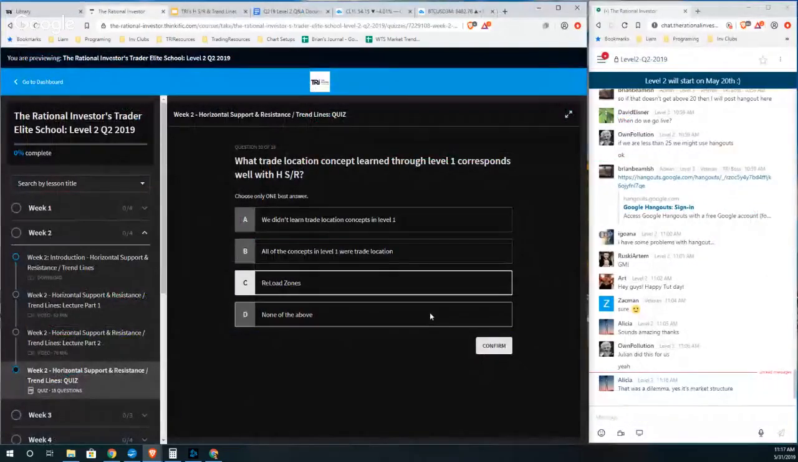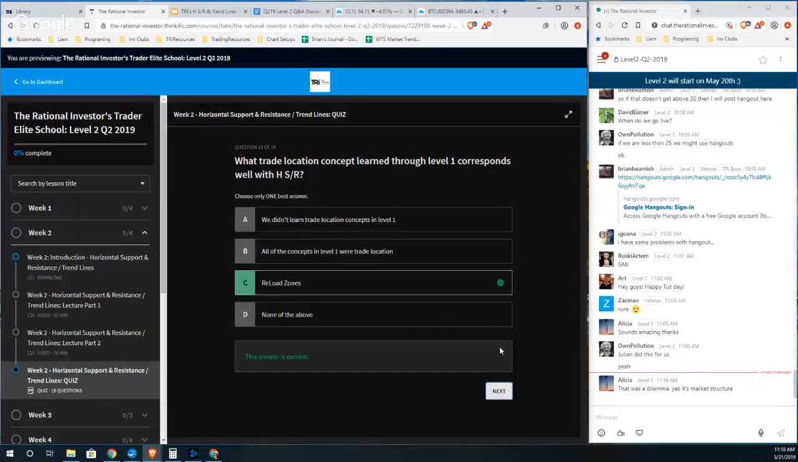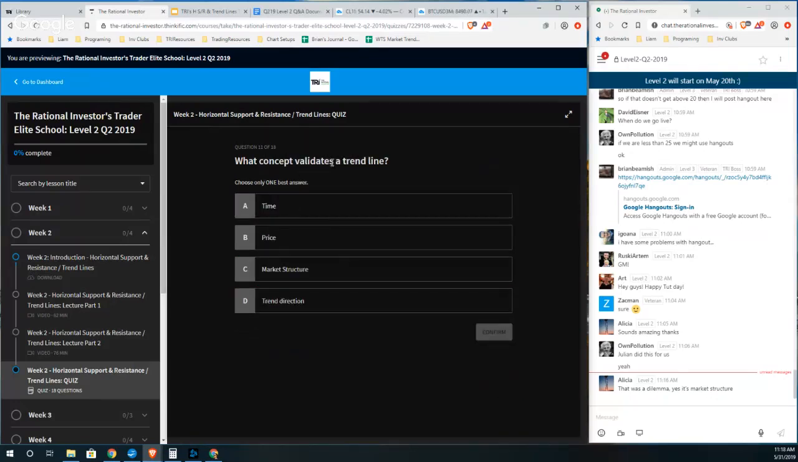And I think the ETH chart is even better. Really the only trade location tool that we taught you in the level 1 program is reload zones. So I would imagine that's the answer I'm looking for. Yay. Okay, what concept validates a trend line?